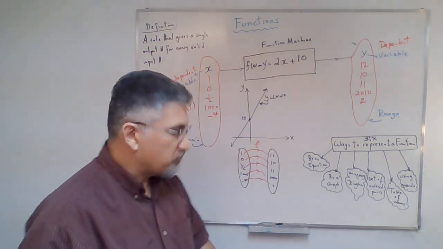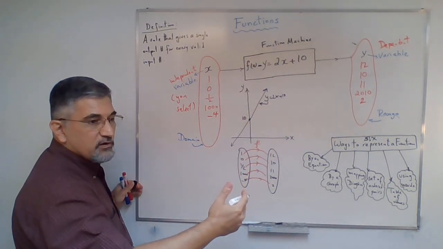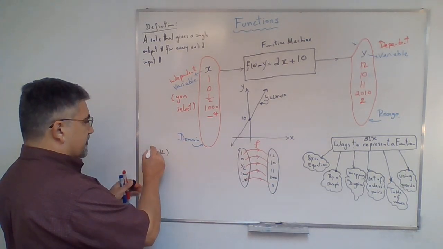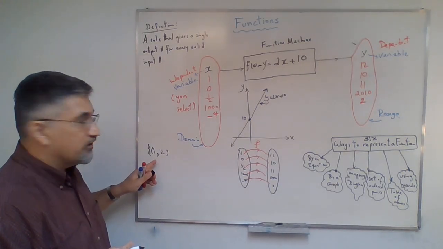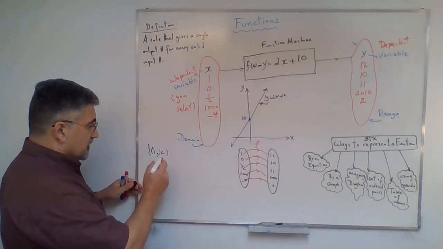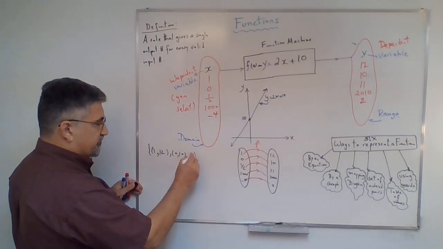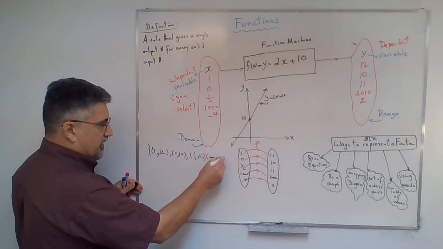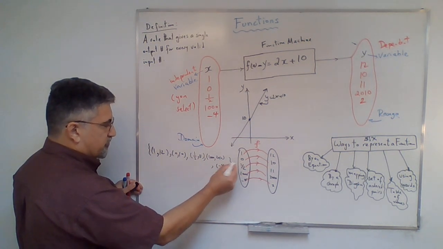A set of ordered pairs is another way of representing a function. So you can write this function in the form of a set of ordered pairs. For example, you can say (1, 12). That means the x coordinate is 1, the y coordinate is 12, and this is called an ordered pair. And because it's a set of ordered pairs, we use brace brackets to show that. So the next one would be 0, which was mapped onto 10. Then we have (1/2, 11). Then we have (1000, 2010). Then we have (-4, 2), and we close the brace brackets.